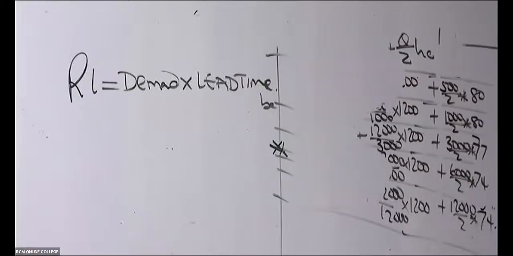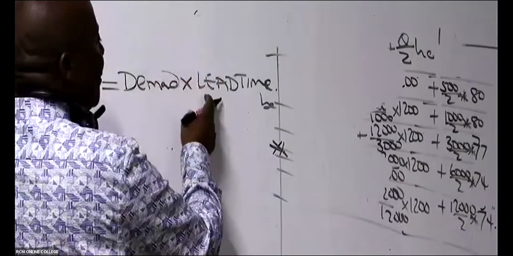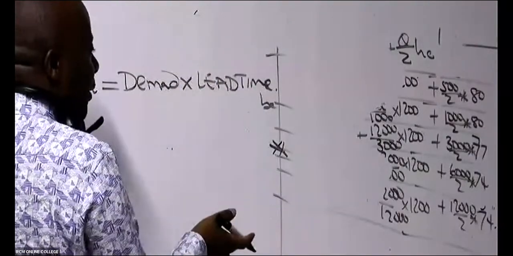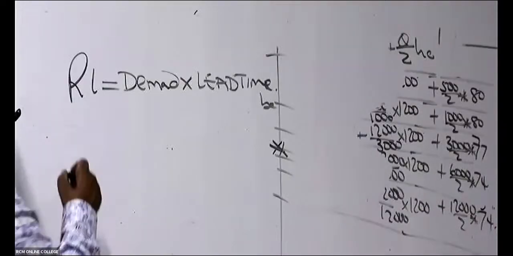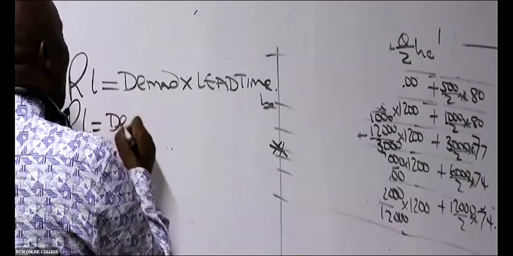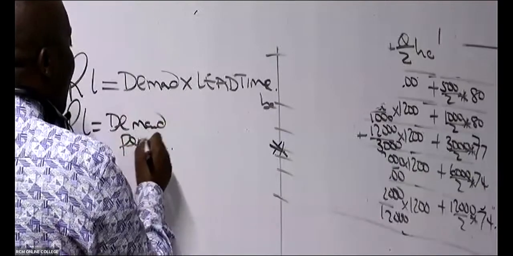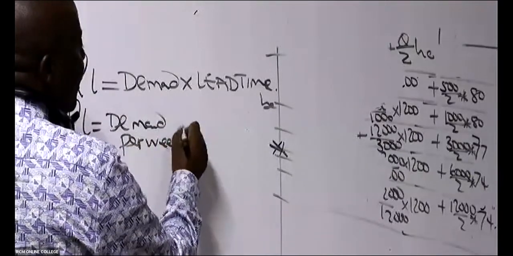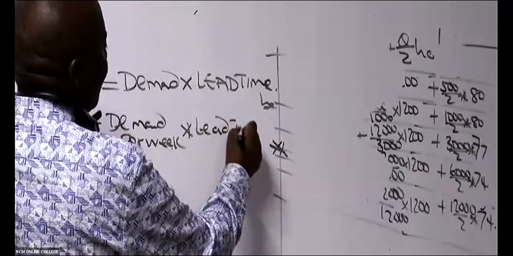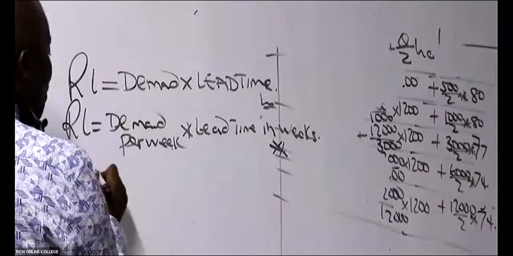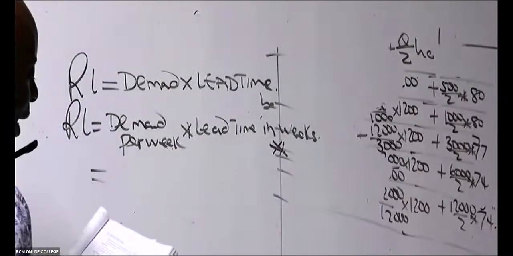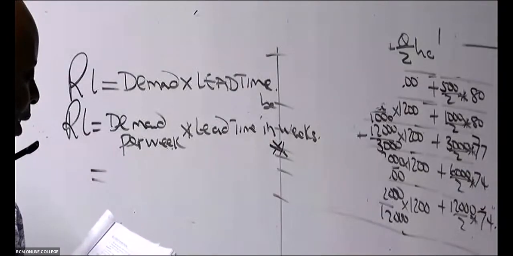Now, you must know whether this lead time is in days, weeks, etc. Like the lead time we are given here, if you look at note number 6, the lead time is given as 3 weeks. So this reorder level will be demand per week times lead time in weeks. So demand per week, has it been given? Yes.